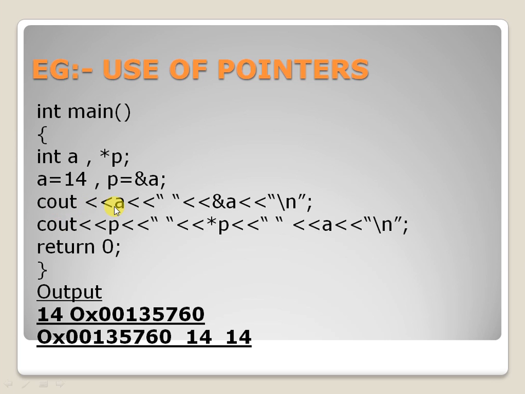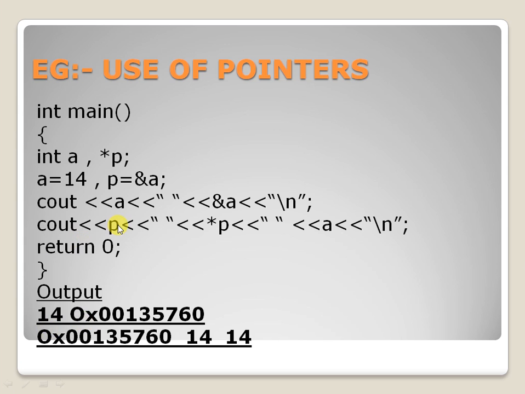So a cout statement is used and you are printing the value of a and the address of a. Now just observe this, it's cout p, that is the pointer, and star of p. Since p holds the address, if you see the output, the first output is the value of a, this is the memory address of a, and 0x is the hexadecimal notation of the addresses.